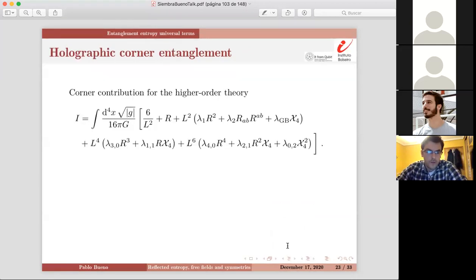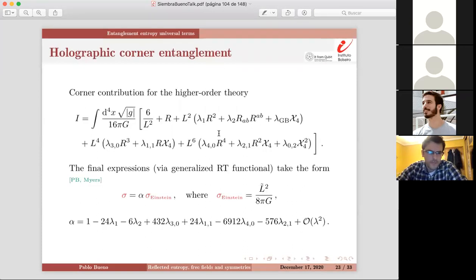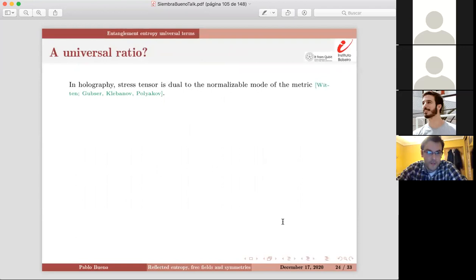Good. So we computed this for a higher order theory, and this is the higher order theory we consider. I'm going to give you already the final expressions. The final expressions are that you get the Einstein gravity result that takes this form. This is the AdS radius. And you see that there is an overall factor that involves many of these couplings that appear here with some numbers, which are very particular, very concrete numbers.